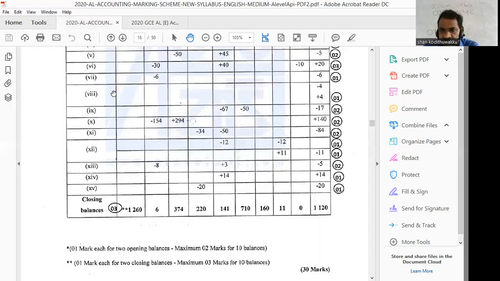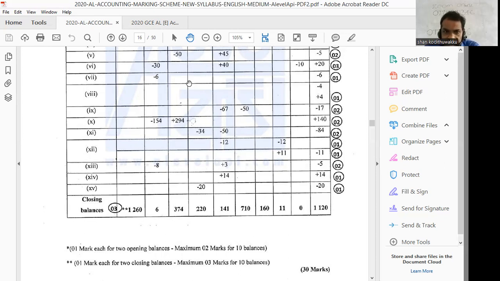Number 8, here, as the owner has paid the monthly fire insurance premium by using his personal money, it is equal to additional capital, then plus 4,000, plus 4 under equity. Because of additional capital, the capital will increase by 4,000. But the owner has paid business insurance premium. Therefore, it is an expense. Because of expense, again, equity decreased by another 4,000. That's why minus 4,000.